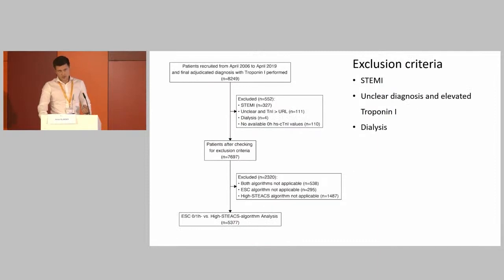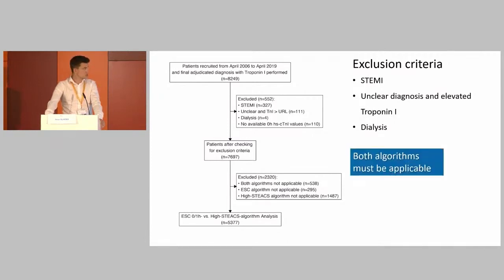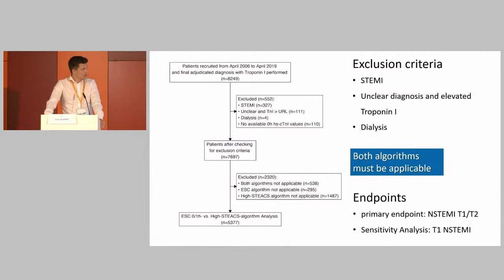For our specific analysis, we excluded all patients with STEMI, all patients with unclear diagnosis and troponin I elevated, and dialysis. And importantly, we excluded all patients in whom one of the two algorithms was not applicable. Our endpoints were type 1 and type 2 NSTEMI, and to allow for a fair comparison between the two algorithms, we performed a sensitivity analysis for type 1 NSTEMI only, because the High-STEACS pathway was primarily designed for the detection of type 1 NSTEMI.